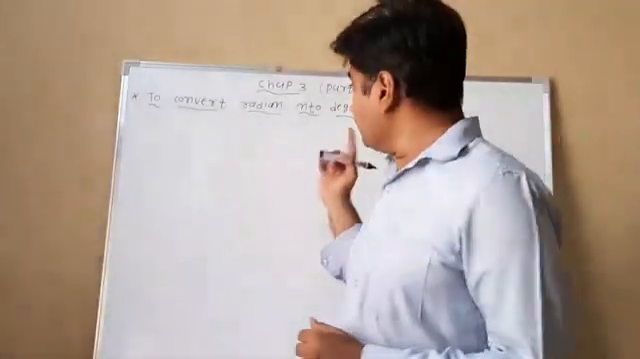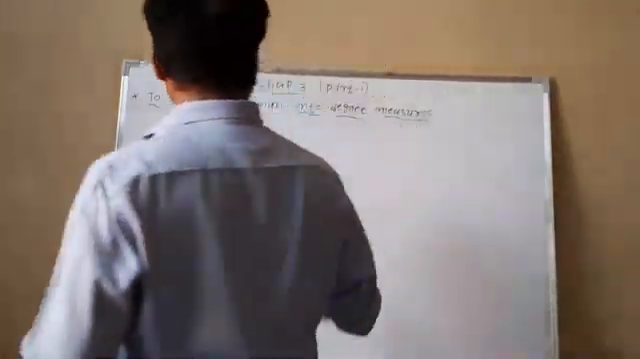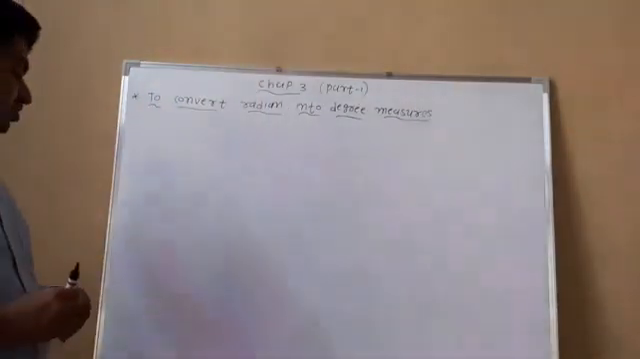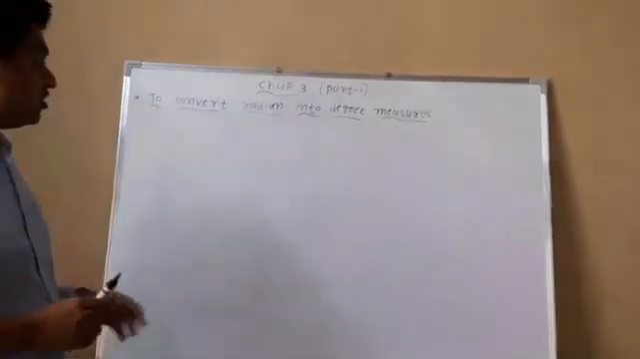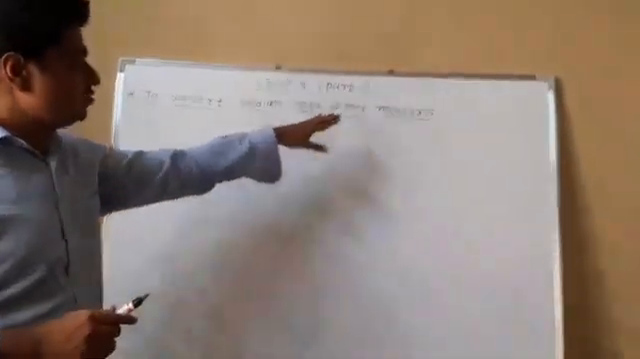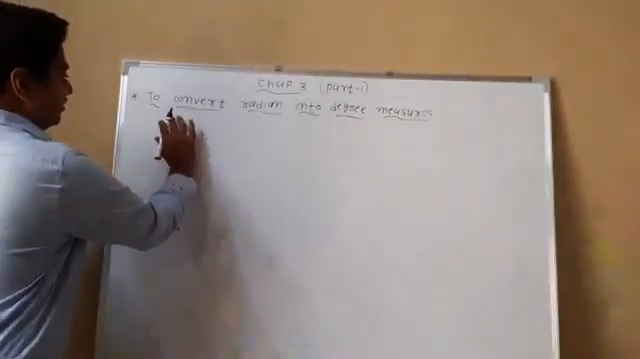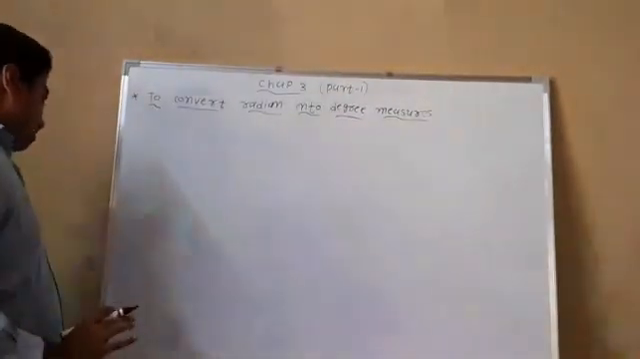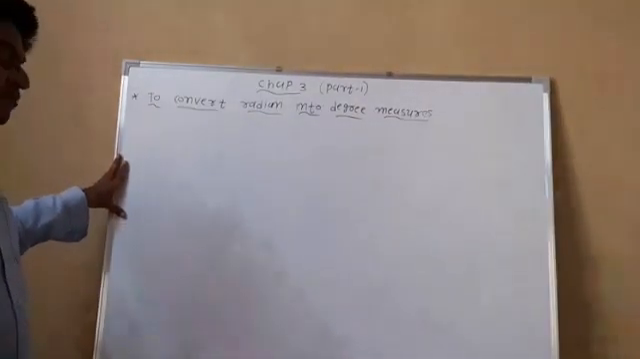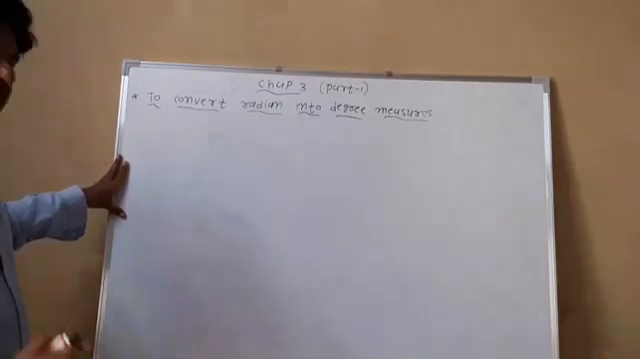Today our topic is to convert radian into degree measure and degree measure to real number. So first of all, how to convert radian into degree measure? So, we know that to convert the radian into degree measure, multiply by 180 divided by pi.